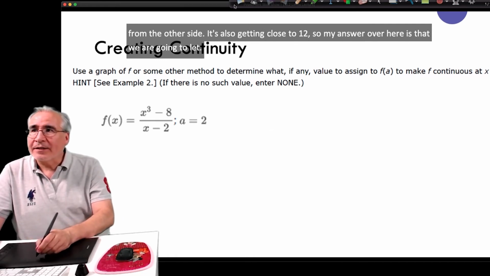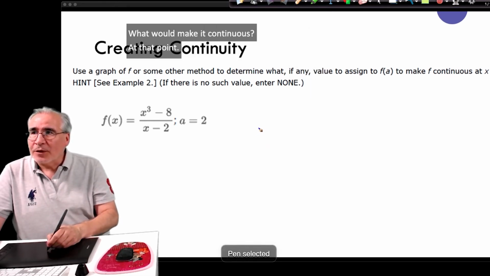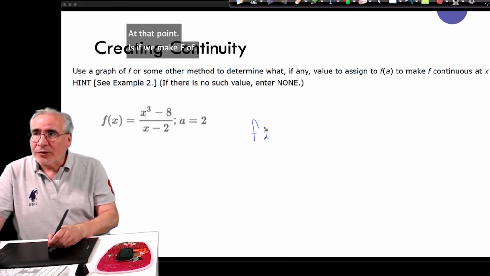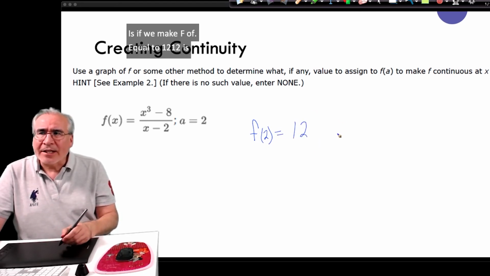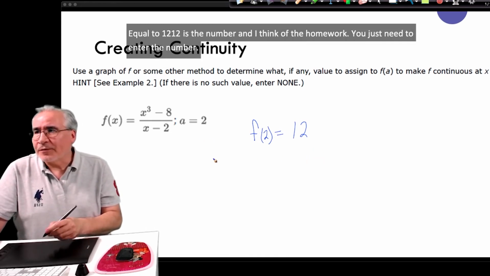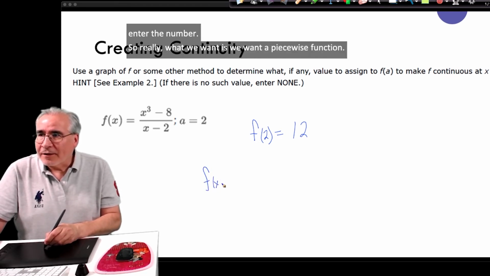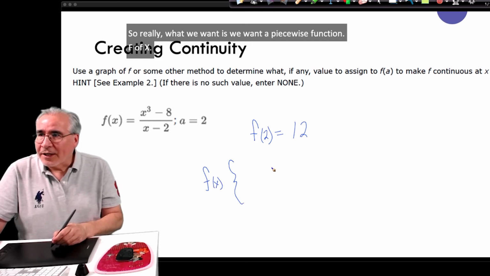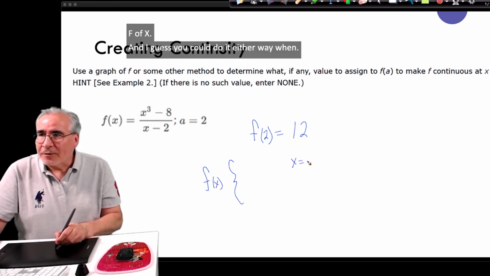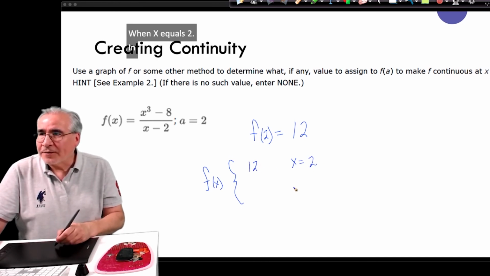So my answer over here is that what would make it continuous at that point is if we make f of 2 equal to 12. 12 is the number. And I think in the homework, you just need to enter the number. Okay. So really what we want is a piecewise function, f of x. And I guess you could do it either way. When x equals 2, your value should be 12.